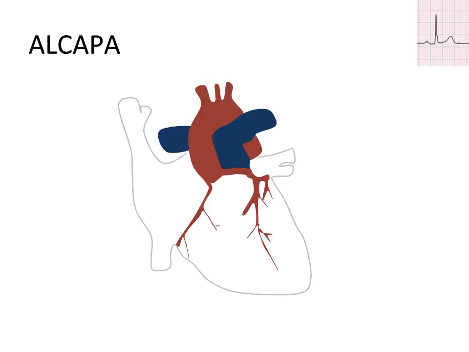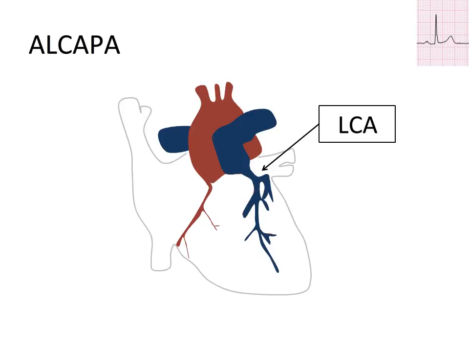Let's take a minute to review ALCAPA. In normal hearts, the left coronary artery arises off the aorta. This allows for sufficient flow of oxygenated blood to the myocytes. In ALCAPA, the left coronary artery arises from the pulmonary artery instead. As the infant gets older, the PA pressures fall and there is decreased blood flow through the left coronary artery.